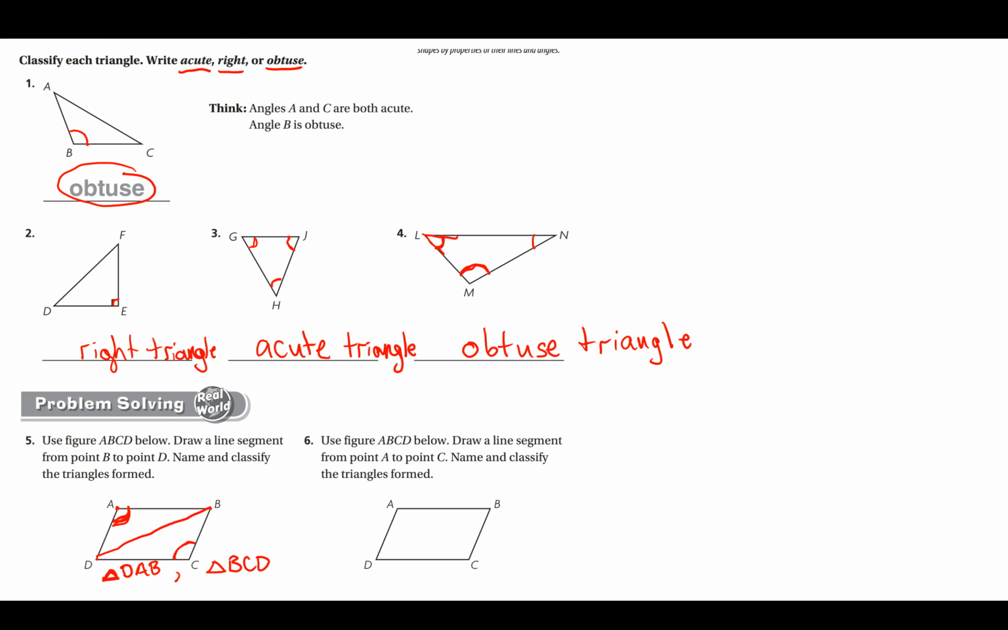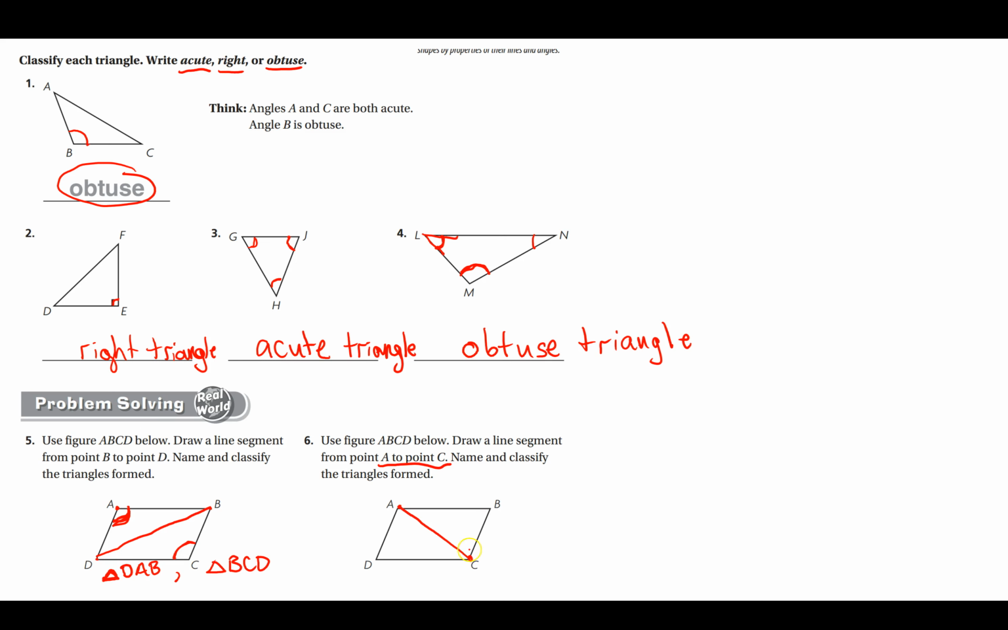All right, number 6, draw a line segment from point A to point C. So very similar to what I did on the last one, but this time we're going from point A over here to C down here. So again, use a ruler, a binder, anything for a straight edge that you've got around the house is fine. Just try to get the straightest line you can. Name and classify the triangles formed.